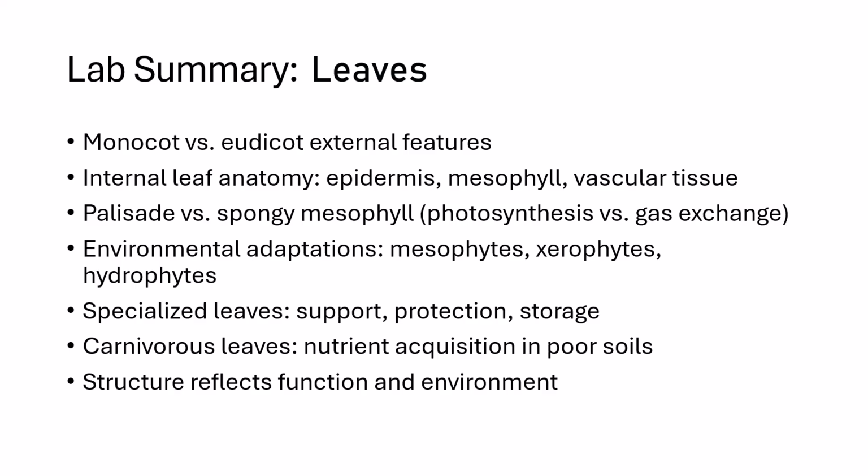You explored how leaves adapt to environmental conditions by comparing mesophytes, xerophytes, and hydrophytes, seeing how the tissue organization changes to conserve water or enhance gas exchange and buoyancy. You also examined specialized leaves modified for support, protection, storage, and nutrient acquisition, including tendrils, spines, succulents, and carnivorous traps. Across all these examples, the same basic leaf tissues were present, but arranged differently to meet different challenges, reinforcing the key idea that structure follows function and function reflects the environment.